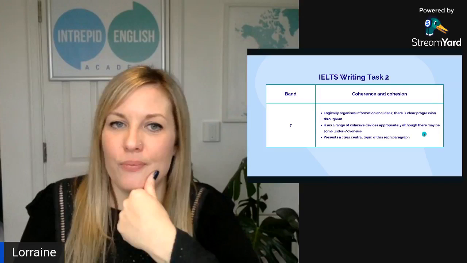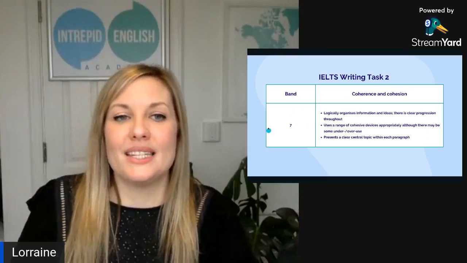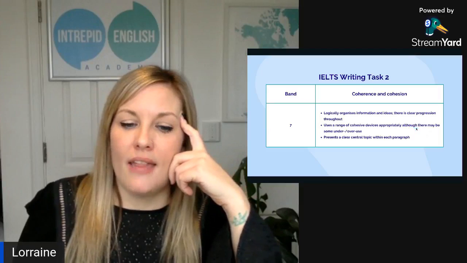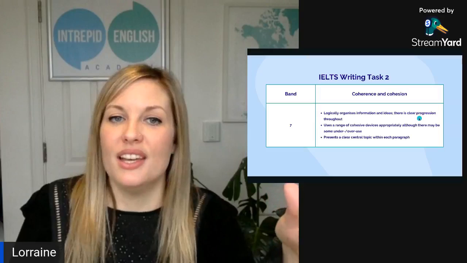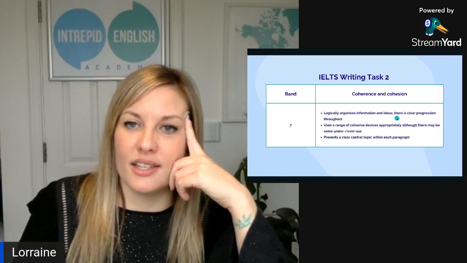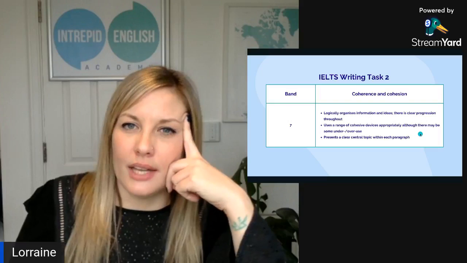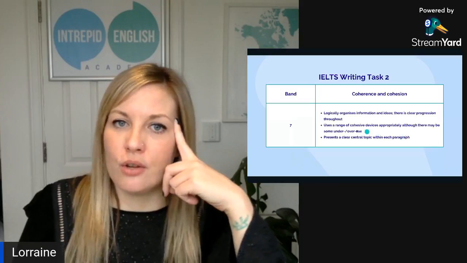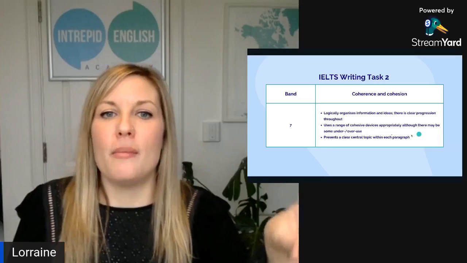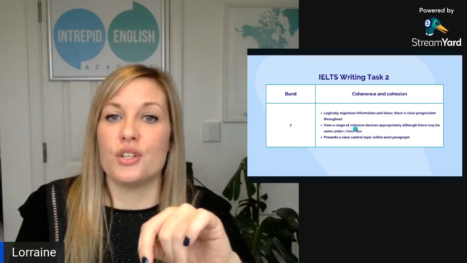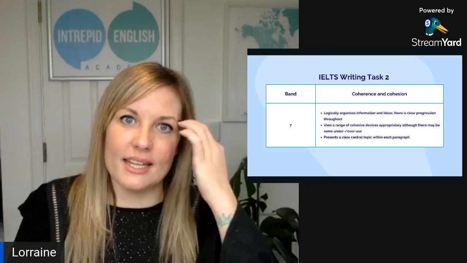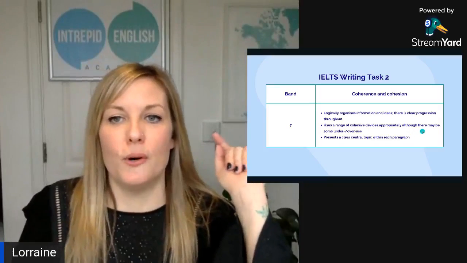Coherence and cohesion. What does that mean? So for a band 7, that means that you can logically organize your information and ideas, and that there is progression throughout. And we will look at how to structure your ideal answer in just a moment. Coherence and cohesion also means that you can use a range of cohesive devices appropriately, although there may be some under or overuse. I'm going to show you some cohesive and linking devices today, so using them correctly is really going to help you boost your score.